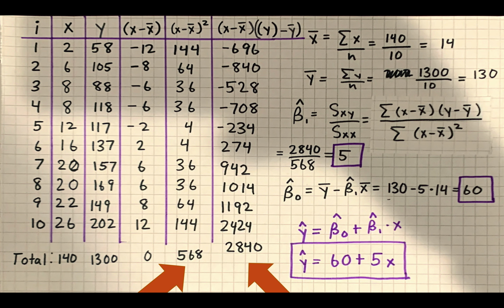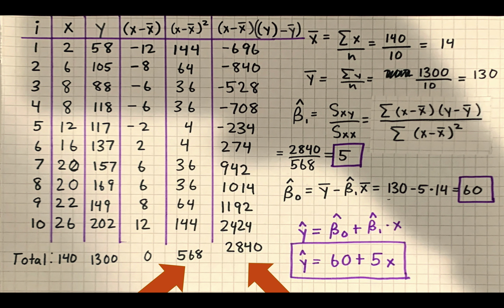Now that we have our two coefficients, we can build a linear regression model. Our predicted y value, also known as y hat, is equal to beta 0 plus beta 1 times x. And if we plug in the values 60 and 5, respectively, we have our predicted y, aka y hat, is equal to 60 plus 5x, which is our linear model. We can now graph this model, as shown here, and use it to predict the future.